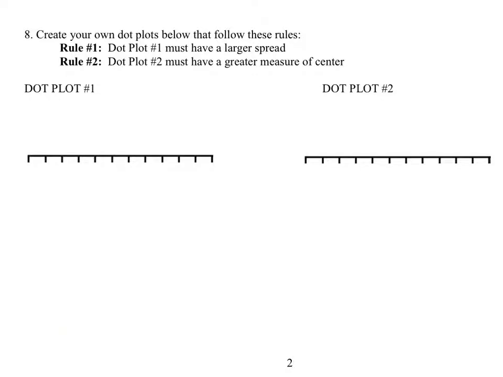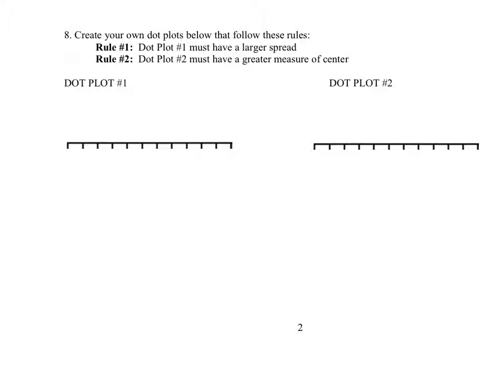All right, we got these two dot plots, and we got to make them according to these two rules. We got rule number 1 for dot plot 1 here on the left. It must have a larger spread. So that means that we need a larger spread. So from the smallest value to the biggest value, we want them to be more spread apart, which will give us a greater spread or range.